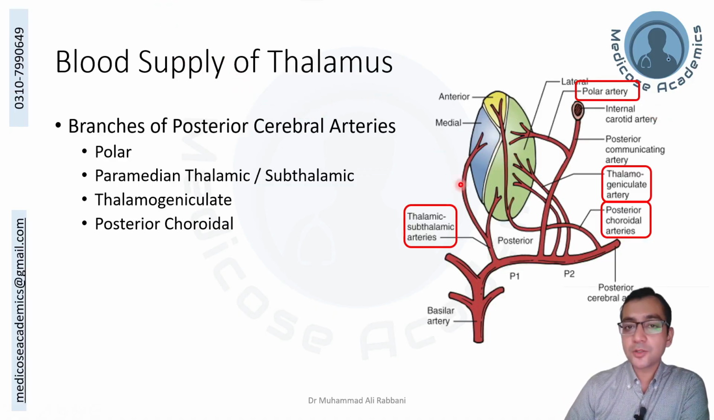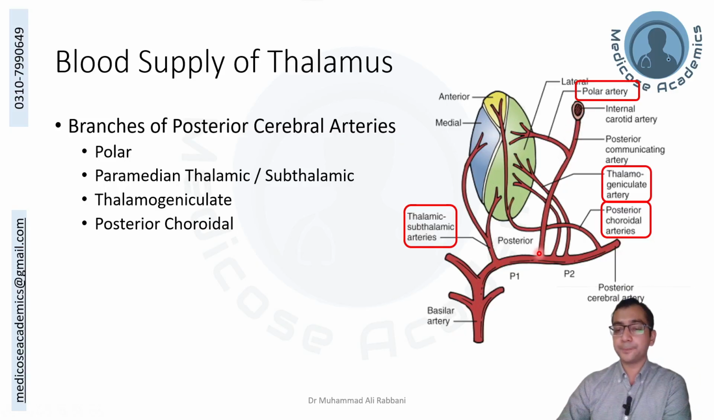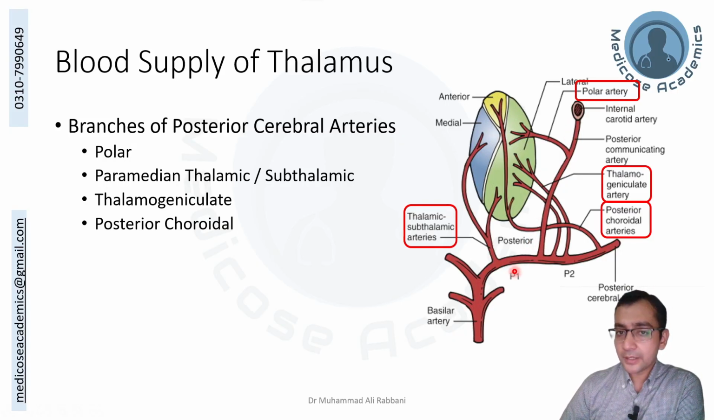The blood supply of the thalamus, as you can see, is majorly from the posterior cerebral artery and the posterior communicating artery. This is the posterior cerebral artery, one of the two terminal branches of the basilar artery, and the posterior communicating artery was between the two, internal carotid in front and posterior cerebral in the back. The posterior cerebral artery is divided into P1 and P2, the parts medial and lateral to the communicating artery respectively. The medial aspect gives rise to the subthalamic arteries. The lateral aspect gives rise to the thalamogeniculate arteries.